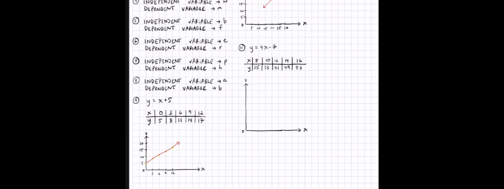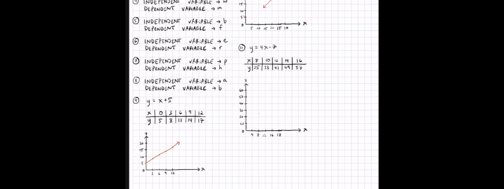We need to somehow get up to 16 here. So 2, 4, 6, 8, 10, 12, 14. I guess I could do that. I'll go by 4s here. 4, 8, 12, 16, 18. I have to go, oh no, to 57. Let's do 10, 20, 30, 40, 50, 60. Just made it.